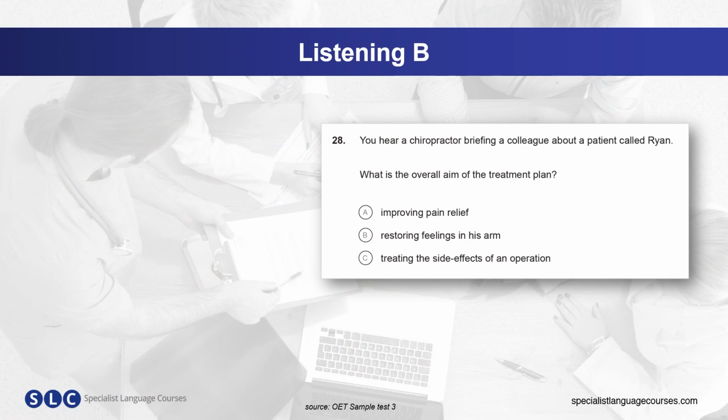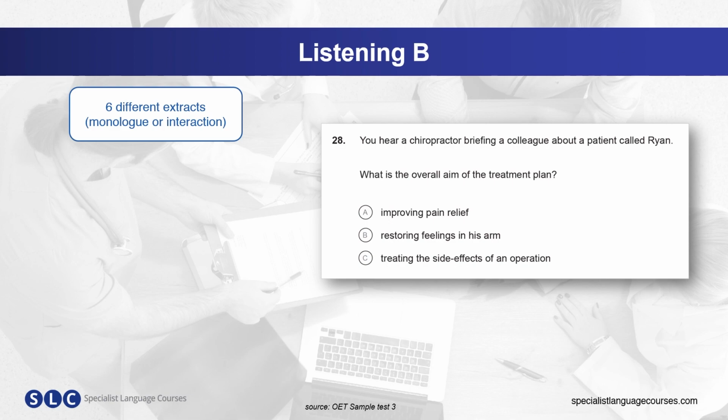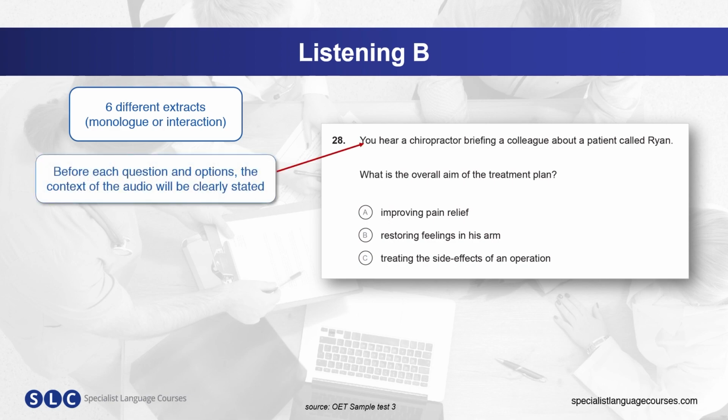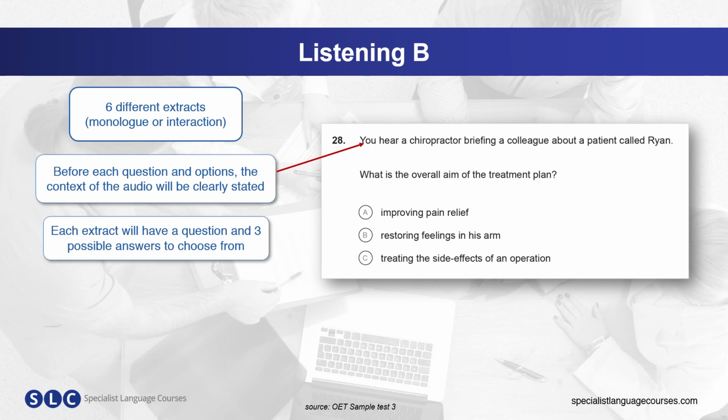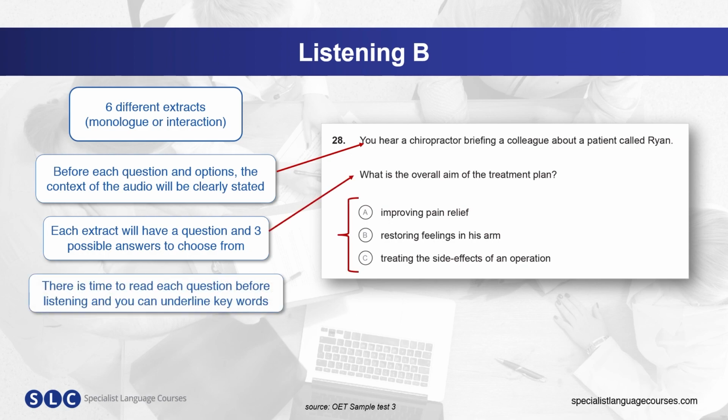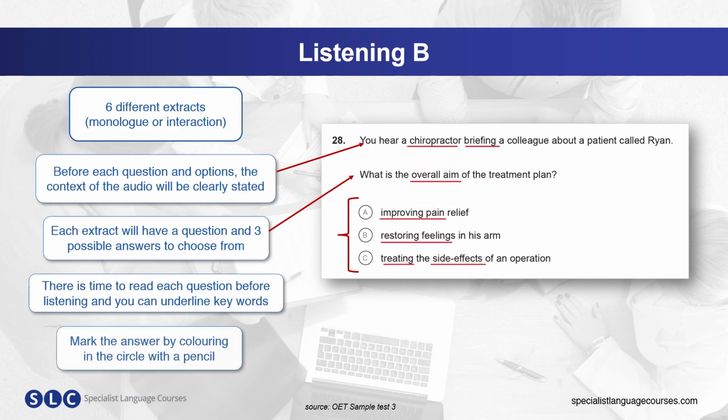In listening B, you will hear 6 different extracts, which could be a monologue or an interaction. Before you listen, the context will be stated and each extract will have a question and 3 possible answers to choose from. There is time to read each question before listening and underline key words, and you mark your answer by colouring in the circle with a pencil.